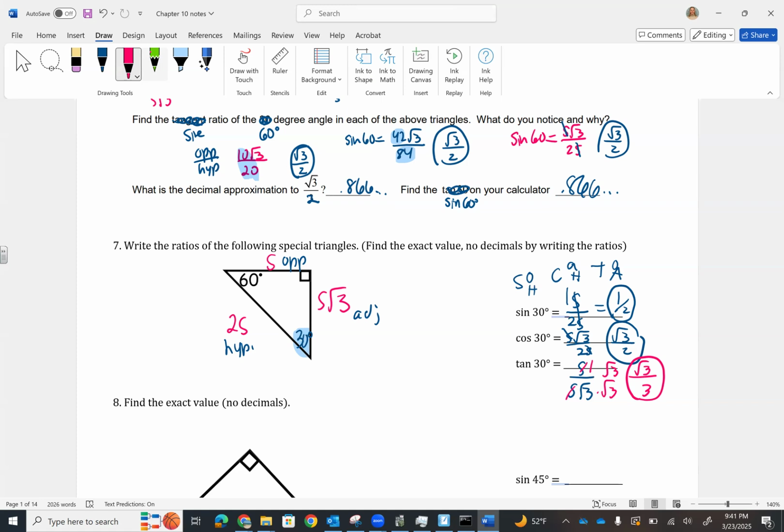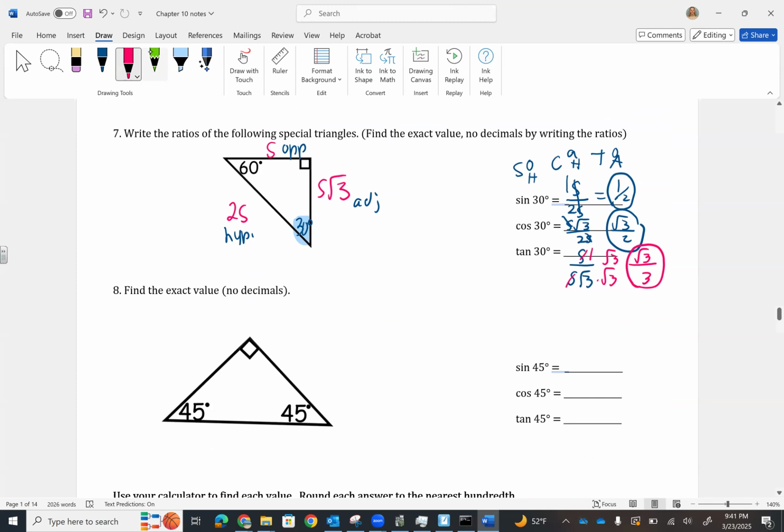So when I ask you to tell me sine, cosine, or tangent of any angle that's special, you write the ratios and then answer the question. And so for 45s, well, I can't do sine of 45, so I'm going to write the ratios. That's S, S, and S root 2.